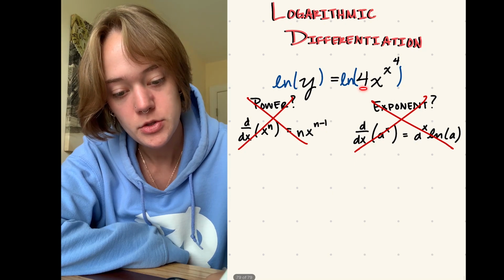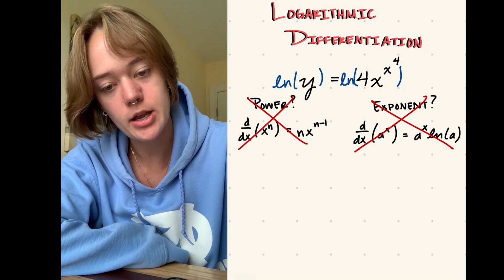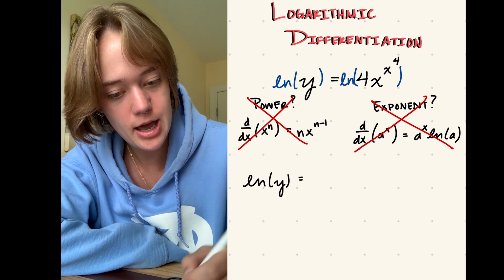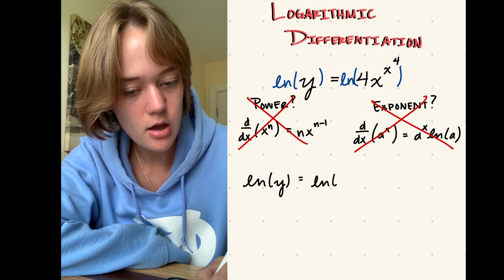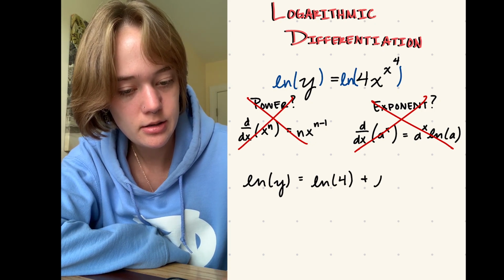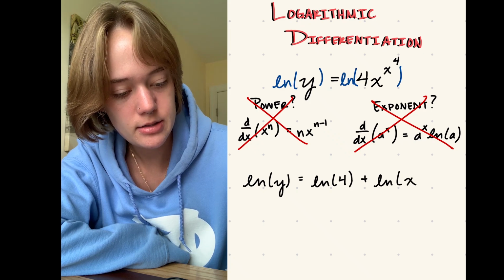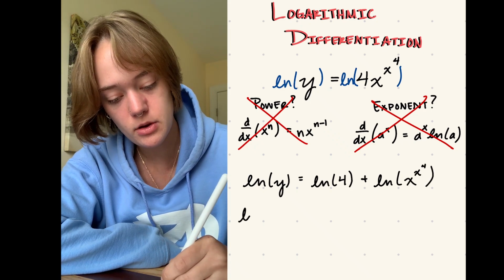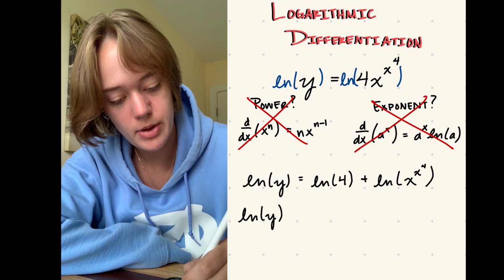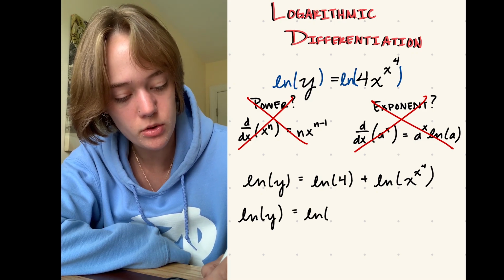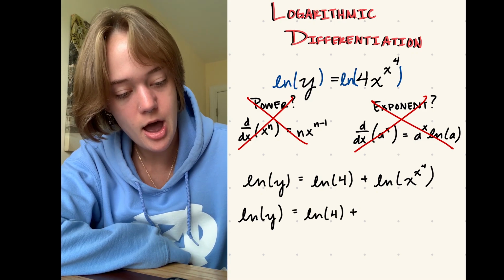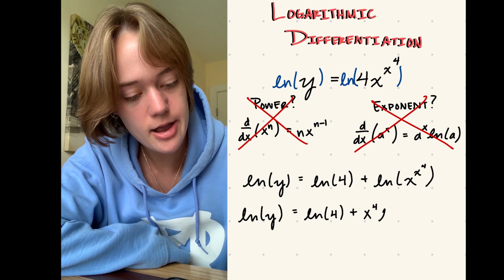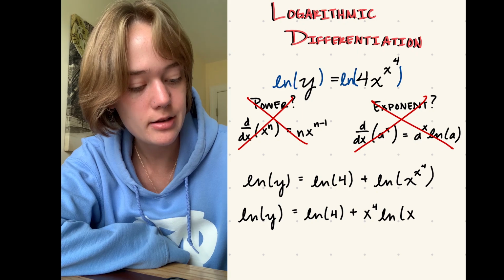So I have two things that are multiplying right here, so I can rewrite that as, I have my ln of y, I didn't change that. So this is equal to ln of 4 plus ln of x to the fourth power. And then I could even use my logarithm rules to expand one more time using that power rule. So ln of x to the fourth is the same as x to the fourth times ln of x.